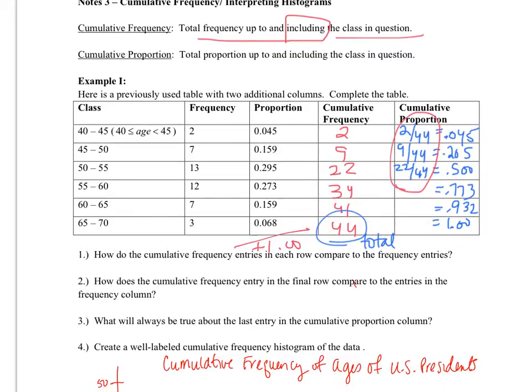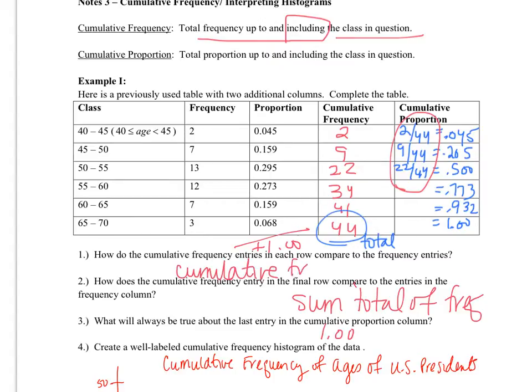And then what's always going to be true about the last entry in the cumulative proportion column? This will always equal 1. So here we will always equal 1. Here this will equal the sum total of frequencies, and the cumulative frequency is always going to be greater than or equal to the regular frequency.